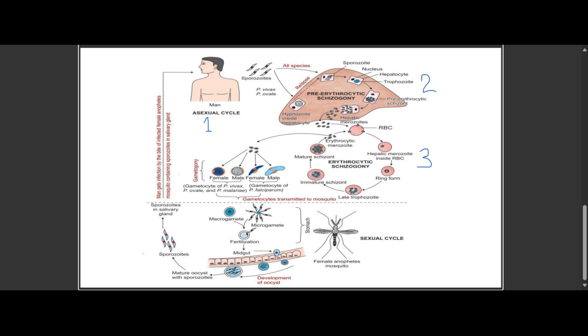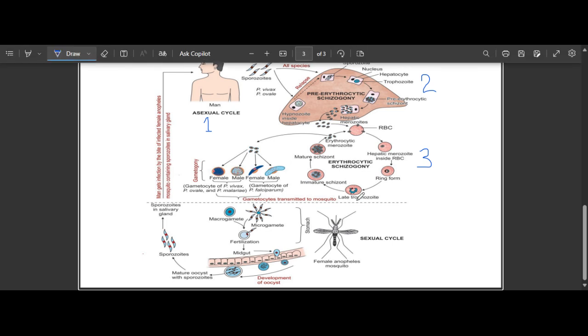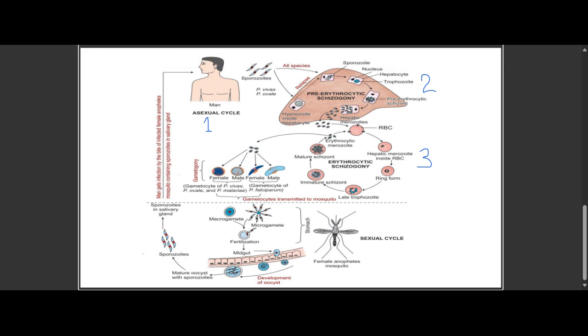This is the early trophozoite or the ring form, and then we have the late trophozoite right here. You need to understand that the Plasmodium feeds on hemoglobin.